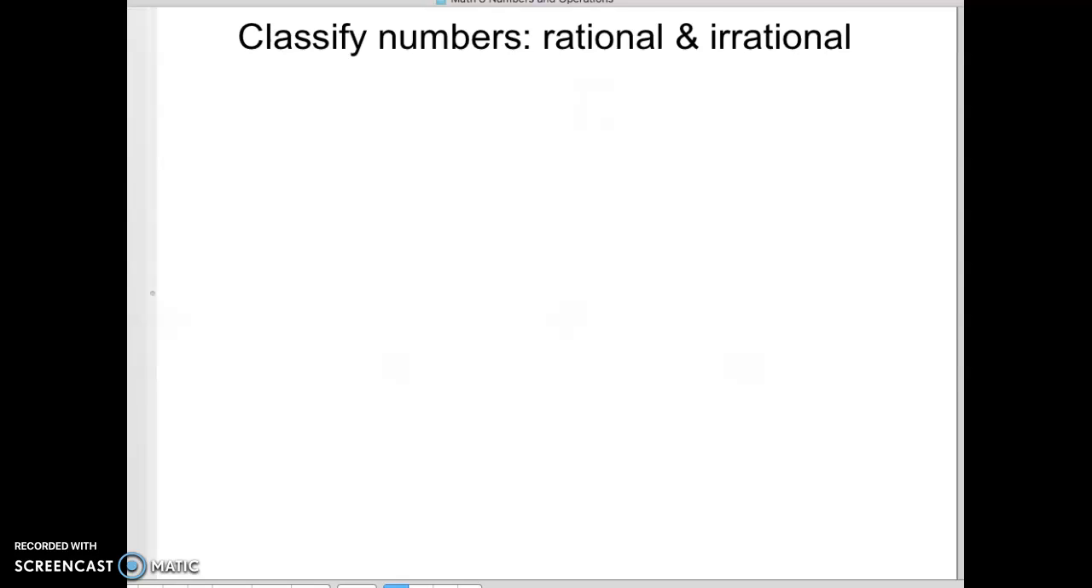Hey Math 8. All right, next concept: classify numbers as rational and irrational. You've probably not heard too much about irrational numbers, so it may seem a little confusing at the beginning, but let me tell you, it's quite simple.